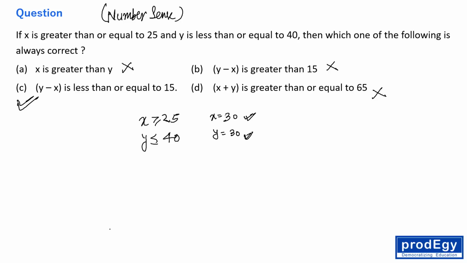I have taken only one example. I assumed X as 30 and Y as 30, and all the other options got eliminated with this combination only. So only option C is correct.